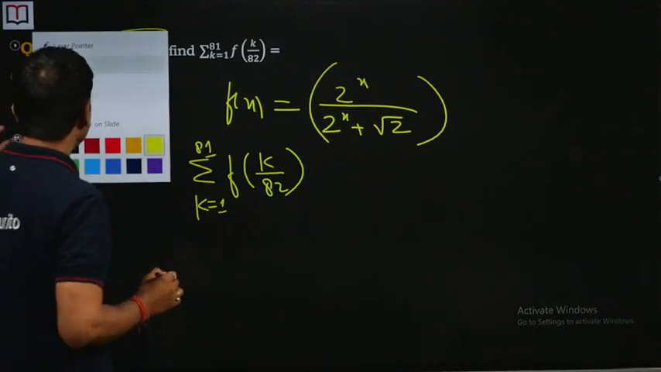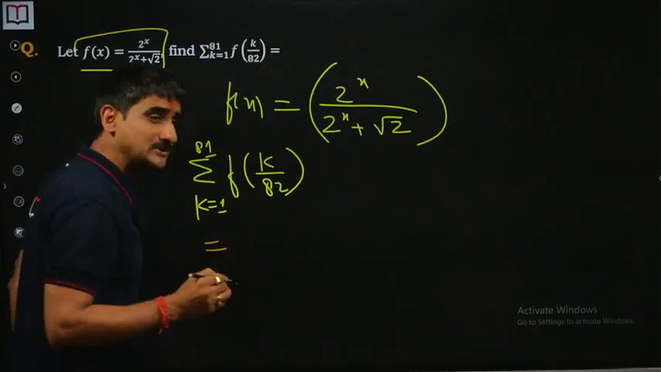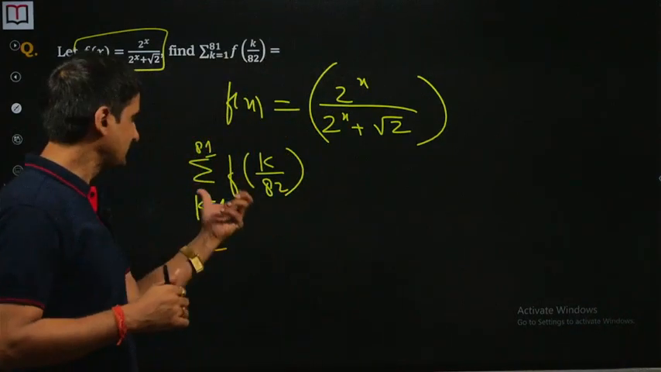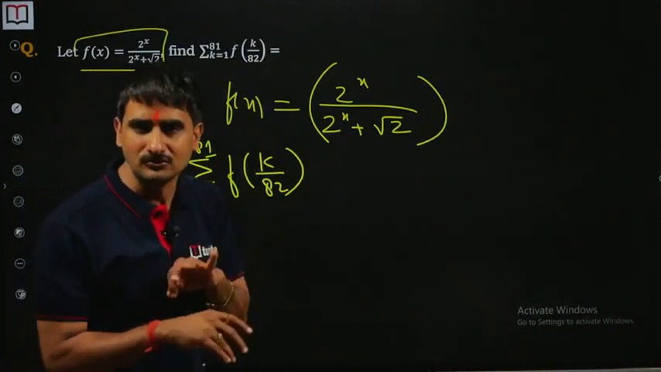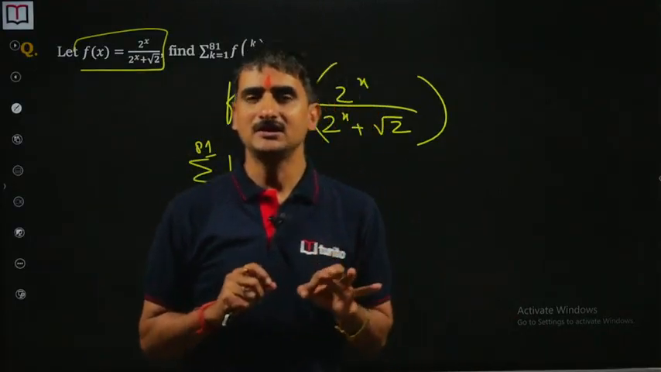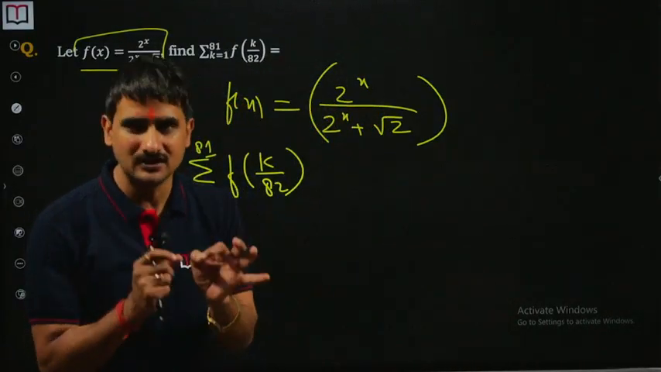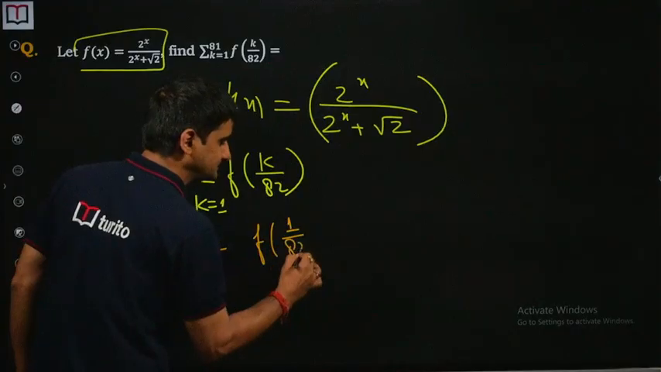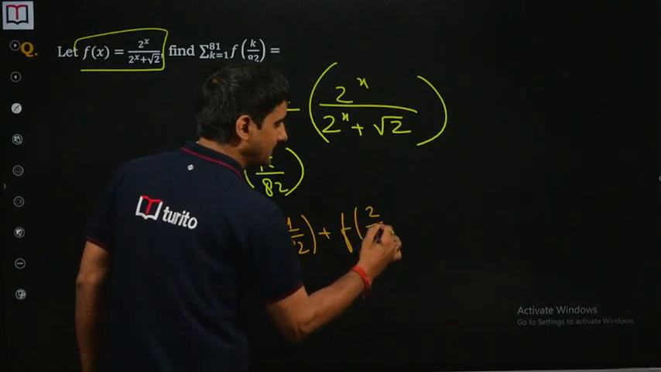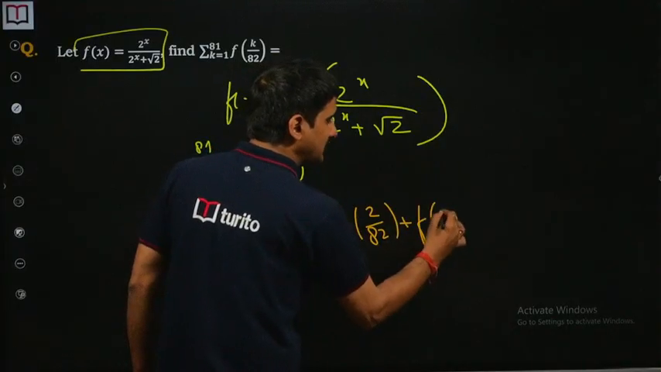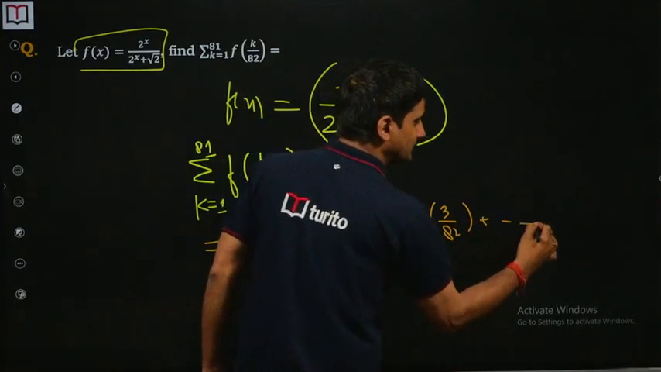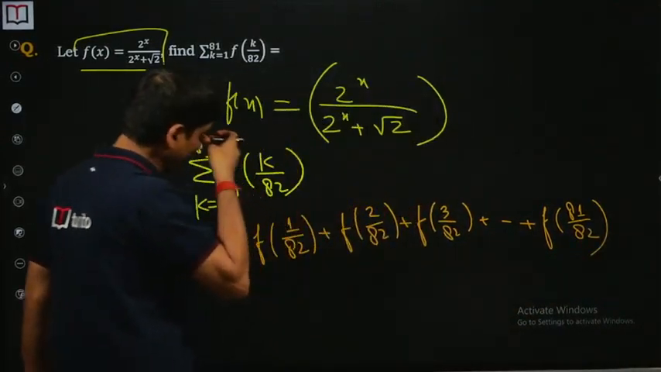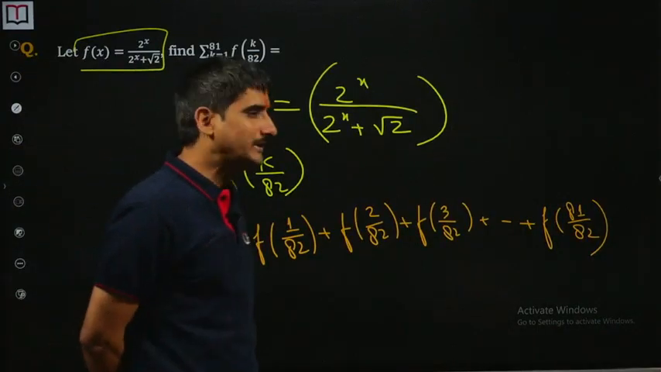Now, the first thing I always do whenever I have to solve a series given in the form of a summation, if I don't find any pattern or direct result formula, is I just open the summation. So if you open it, what have they asked? f of 1 by 82, f of 2 by 82, f of 3 by 82, and so on, up to f of 81 by 82. How many terms do we have here? We have 81 terms.